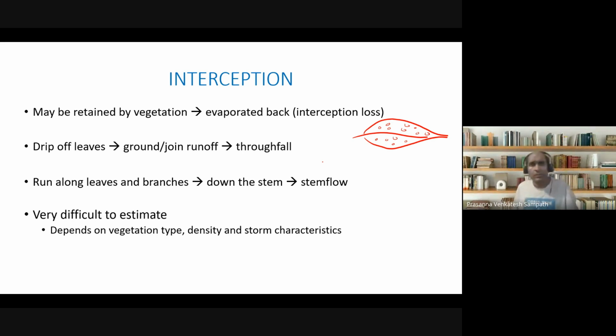As I said, it depends on the vegetation type, the density, the type of storm, right? If it's a 15-minute storm of high intensity, the interception will be different. If it's a 2-hour storm of very low intensity, the characteristics of the interception will be different, and so on, right? So it's a very complicated process. Any questions?